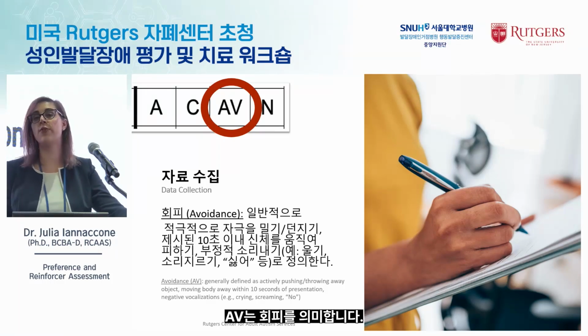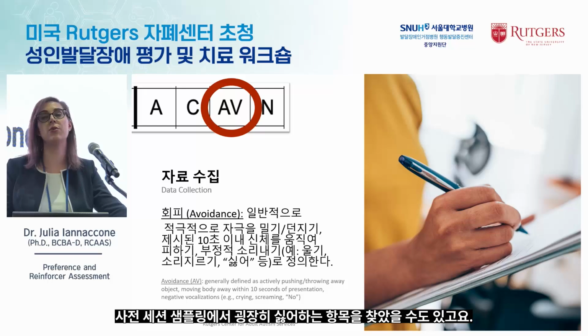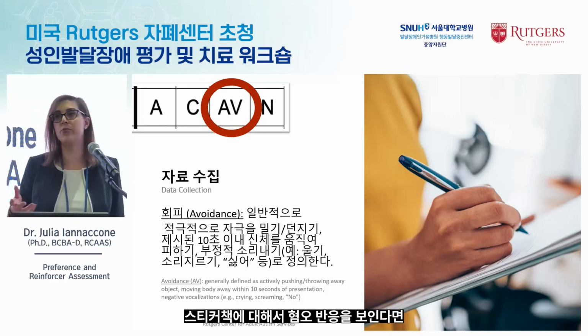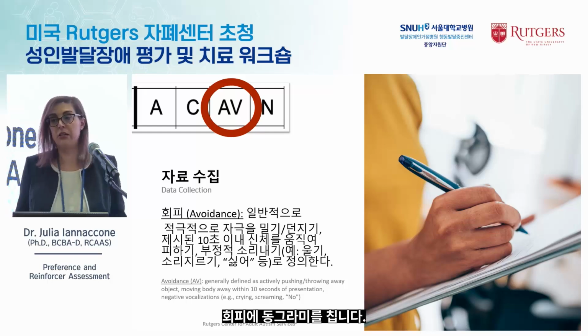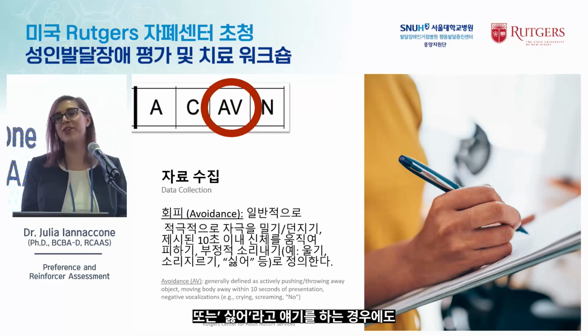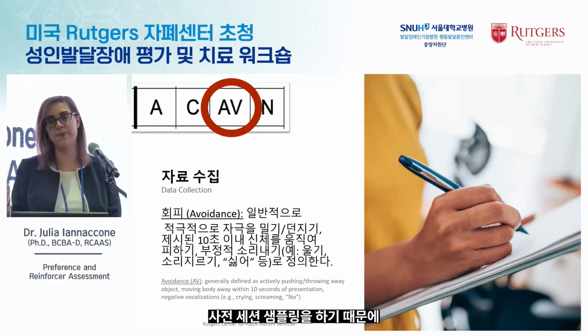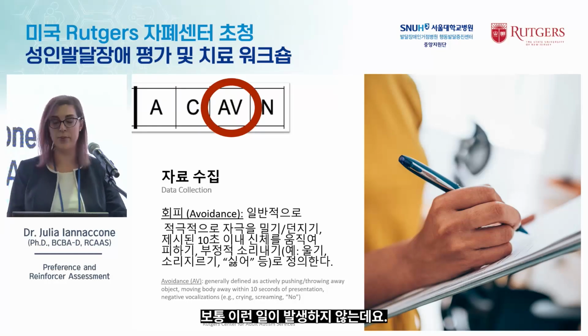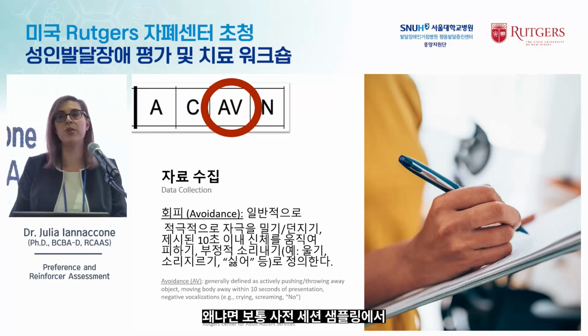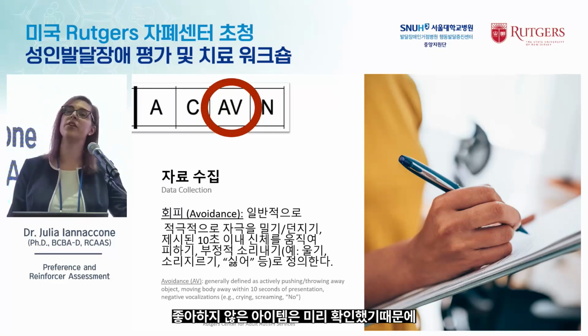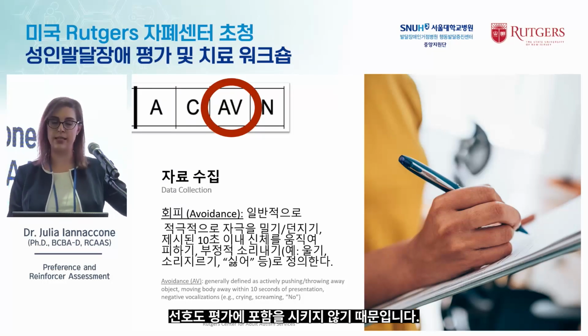AV stands for avoidance. Hopefully you would have identified any items that they really don't like during pre-session sampling. But if for some reason you say, I have the sticker book, I have the iPad, pick one, and they really don't like the sticker book, you would circle that they avoided it. Or if they say, no, I don't want it, you would circle avoid. Usually this doesn't happen, because we do the pre-session sampling. If something's aversive and they really don't like it, we would have already found that out and not included that item in this assessment.